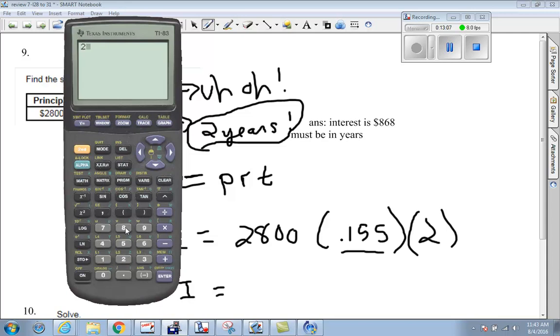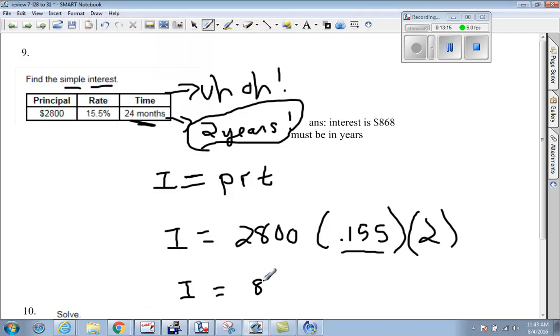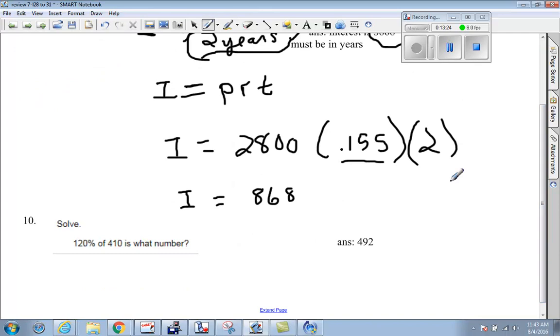So 2800 times 0.155 times 2, 868. So the simple interest is 868 bucks. All right, moving right along. Another percent problem.